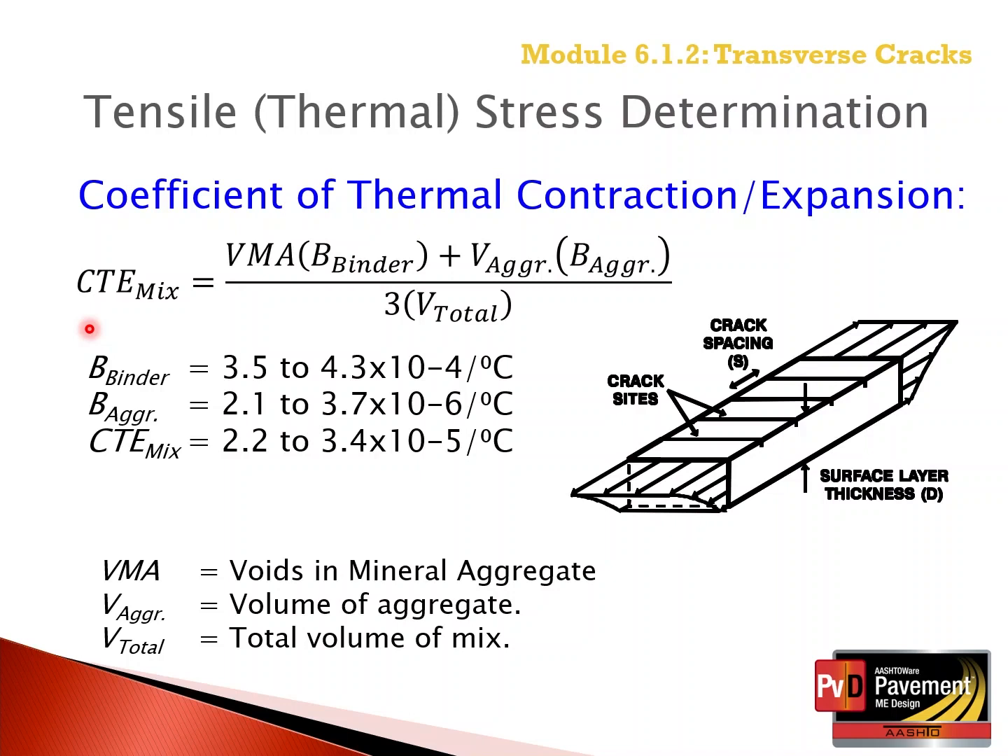Again, the coefficient of thermal expansion and contraction can be calculated by the program, or a user could enter values specifically for different aggregates and mixtures. For the global calibration process, the program was used to calculate the coefficient of thermal contraction and expansion for all flexible pavement sites.